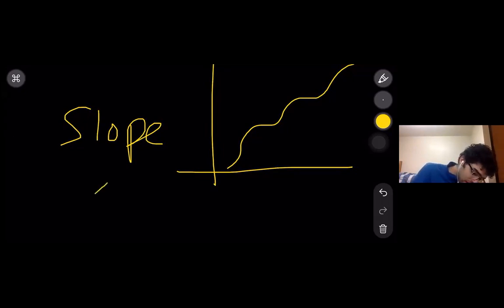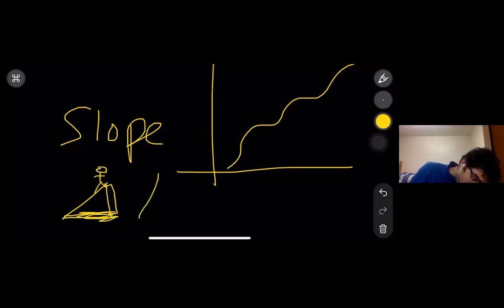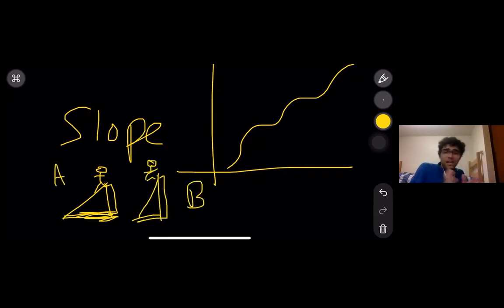Okay, this is a slide. This is not a triangle. This is a slide, the playground thing that kids play on. Let's actually draw it in a slightly different way so that we know what it is. There's a kid over here. Okay, then there's this slide. This is A and this is B. Which slide has a bigger slope? Let's see what you guys think. Which slide has a bigger slope?